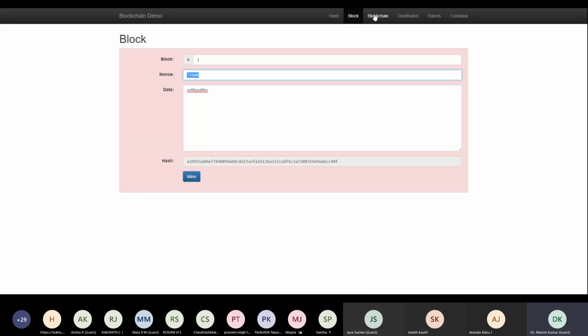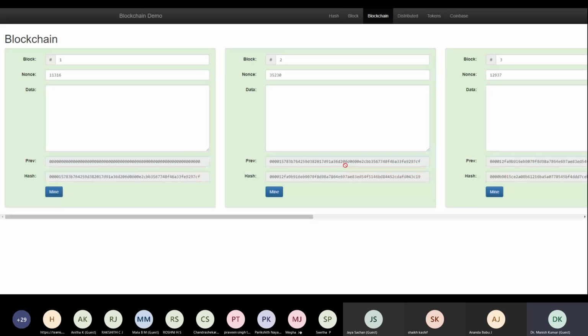So what is a blockchain? It looks like this. Each block has the hash of the previous block and the hash of the current block. This hash is the value of this and this value. So 1, 2, 3, 4. If I press one button also, you see that the hash value has changed. So now what happened?